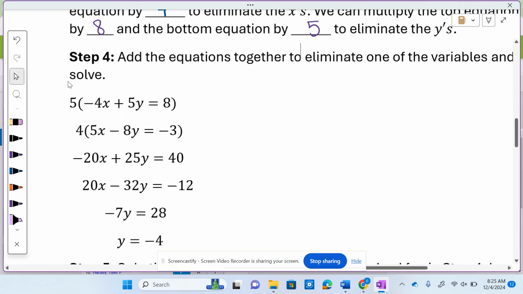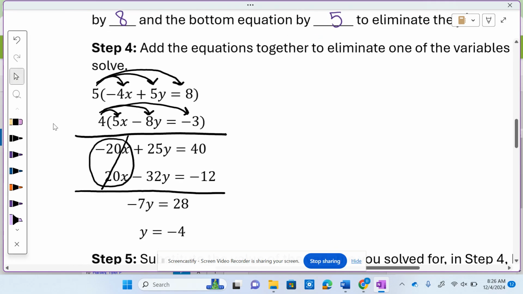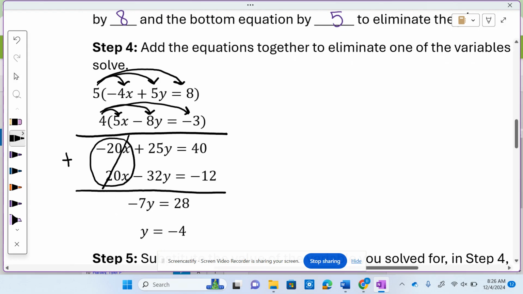So I've kind of done the work for you here. It looks like we're going to eliminate our x's. So our first step, we are multiplying the top equation by 5, and we are multiplying the bottom equation by 4. We're distributing that through to every single term. When I do that, I end up with negative 20x and a positive 20x. These are opposite, right? Same number, but opposite. So we know that those are going to cancel out. We have to add the rest of this together.